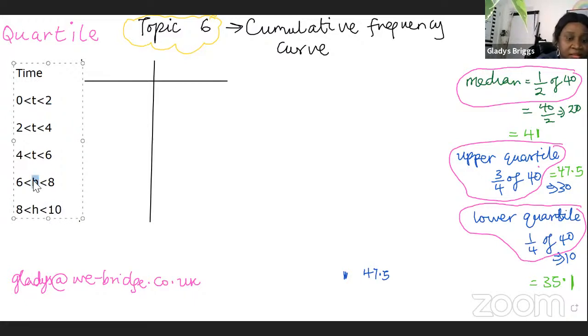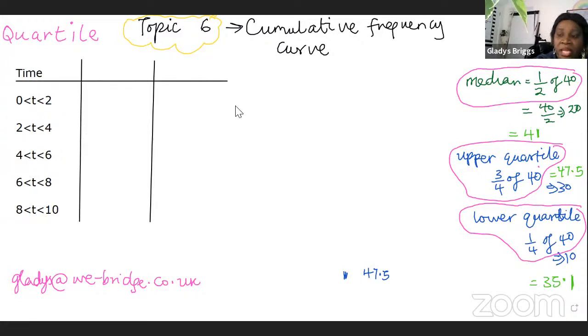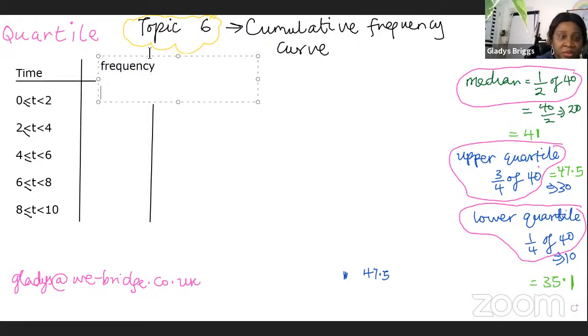This is T. Okay. And there is 0 is less than or equal to T. Here, here, here, here, here. And this is the frequency. I'm just going to increase that to 24 so it matches up with the other one.